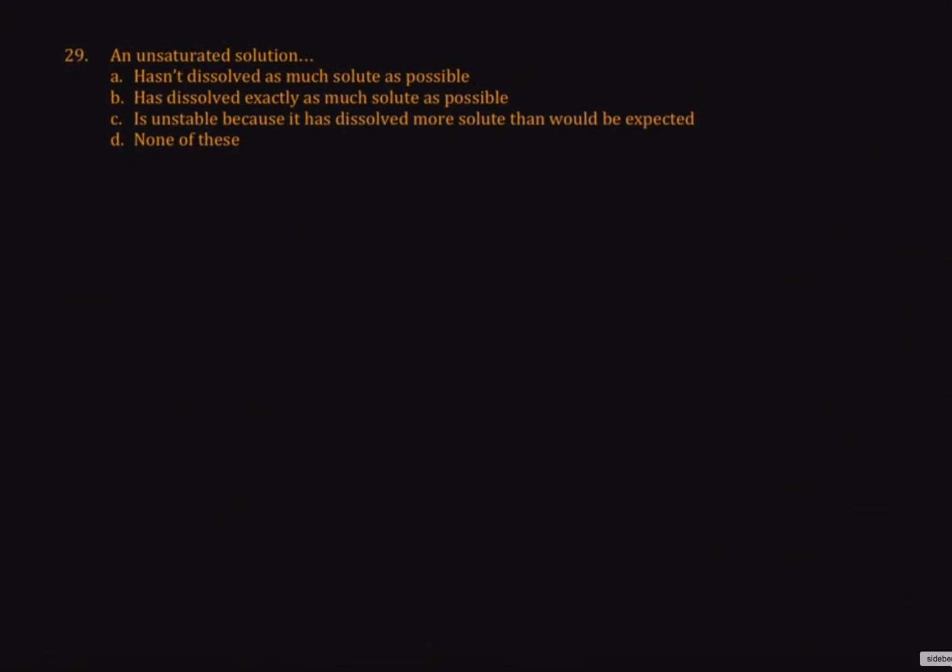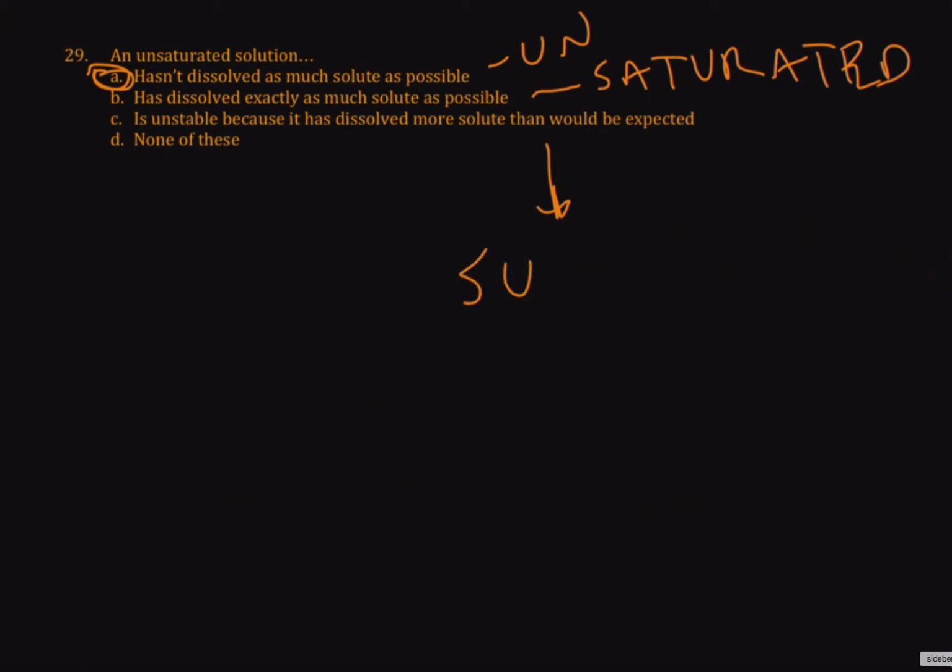In an unsaturated solution, what's an unsaturated solution? We've got unsaturated, saturated, supersaturated. Unsaturated means it has not yet dissolved the maximum amount of solute. So that's choice A, right? If it has dissolved the maximum amount, that's called saturated. And the last choice here, it's holding more, it's unstable because it's holding more than it should. That's called supersaturated.